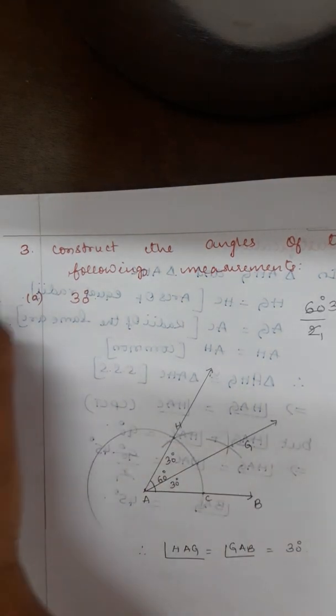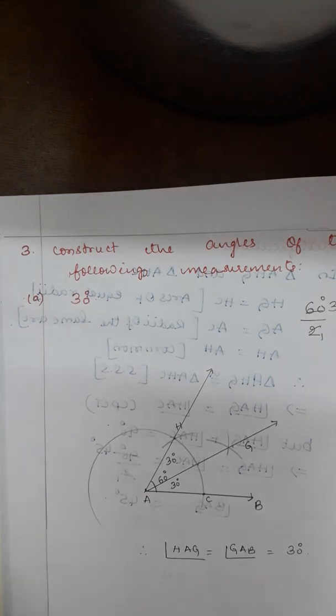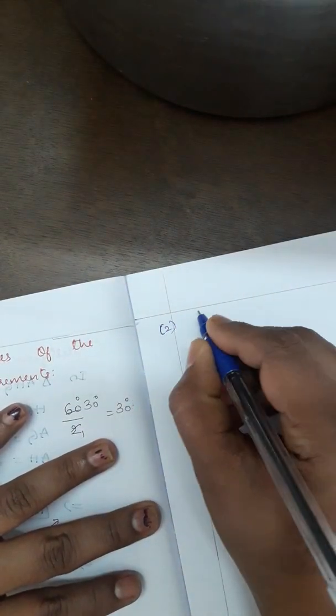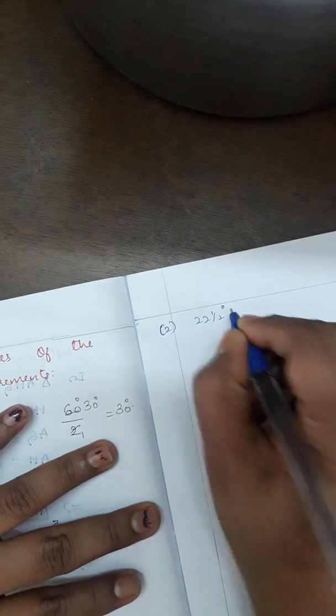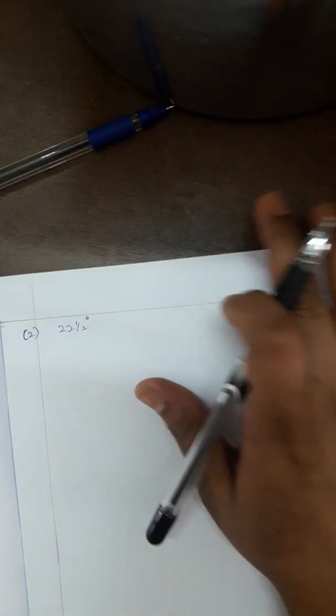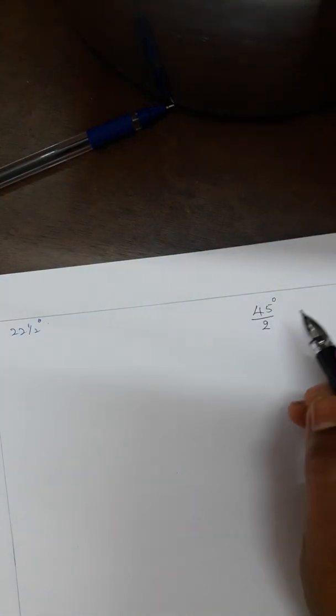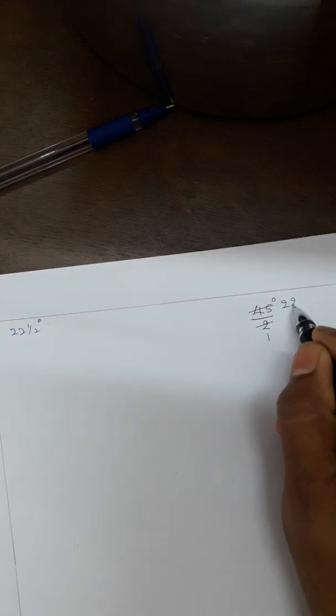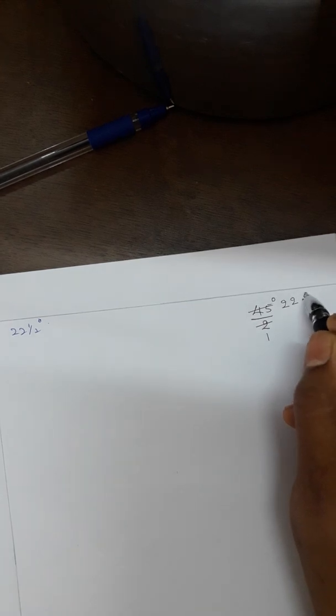So the next question, the second question, is 22.5 degree. Now tell me how we obtain 22.5 degree. 22.5 degree is obtained by dividing 45 degree by 2. If you divide, 2 2s are 4, 1 remaining, that is 5 degree, which is 22.5 degree.